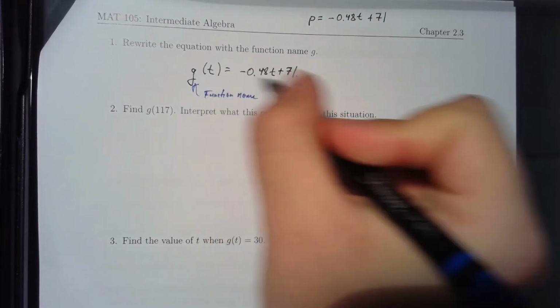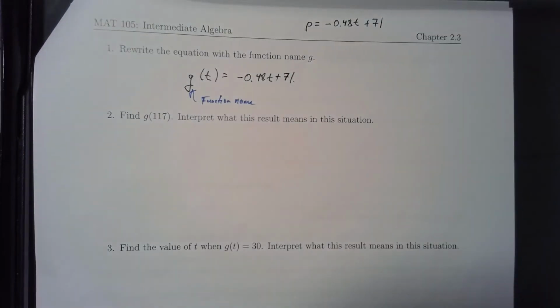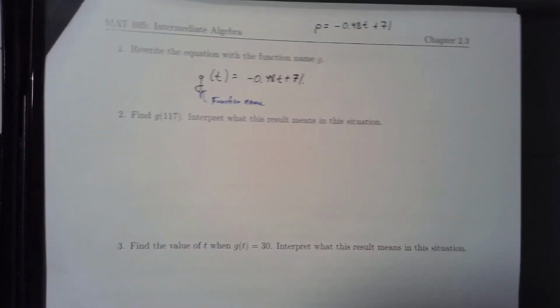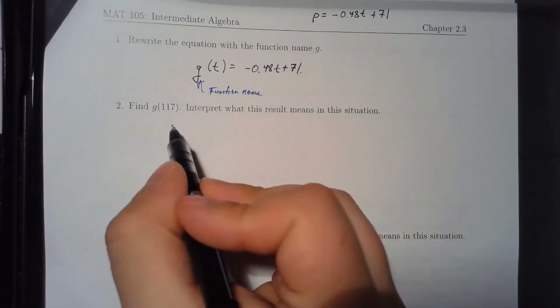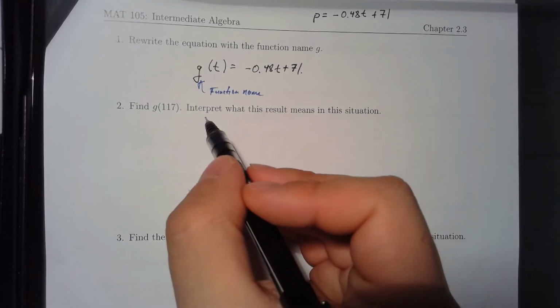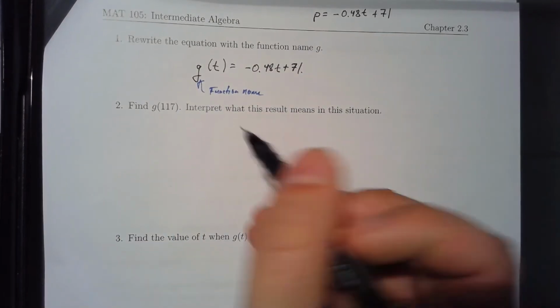This is my input, and there's my output. Okay. Now question 2. Find g at 117. Interpret what this result means in this situation. So how do I do this?